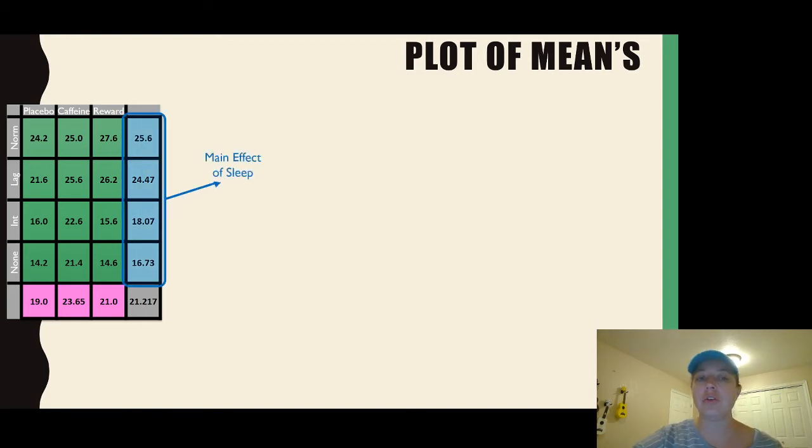So first, let's take those row margins that I have in blue, and let's plot them.